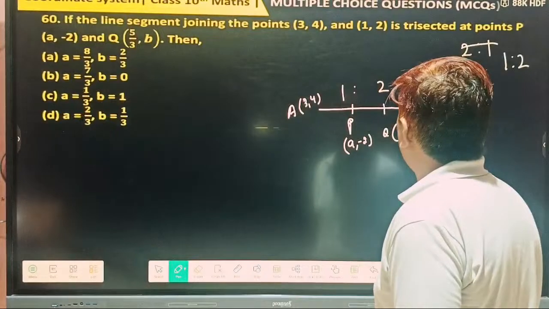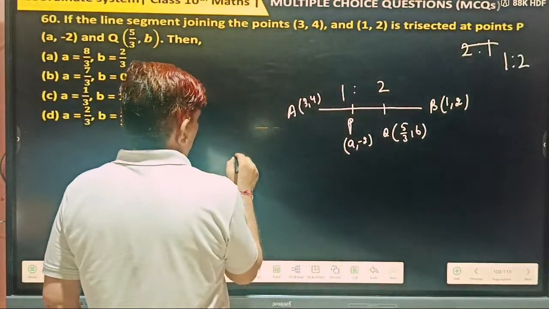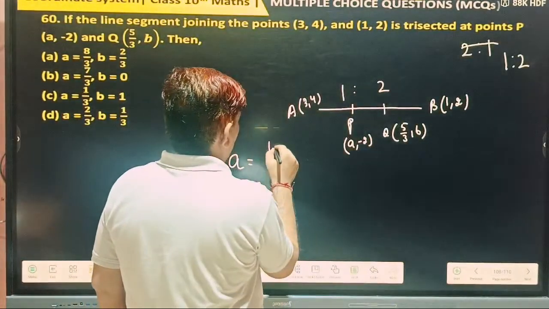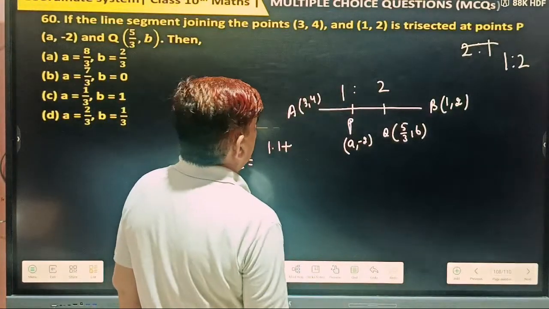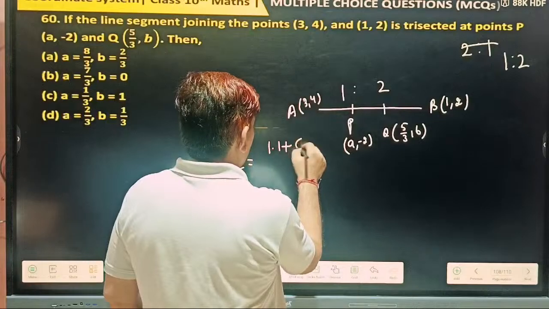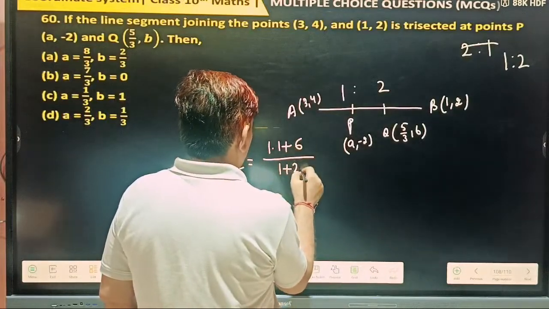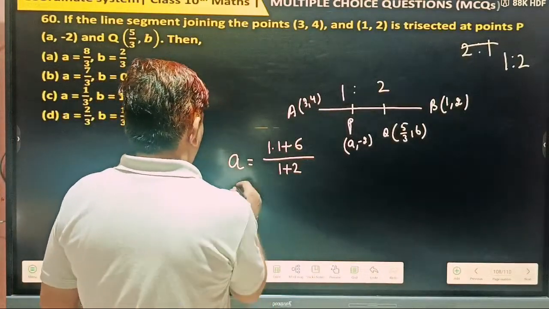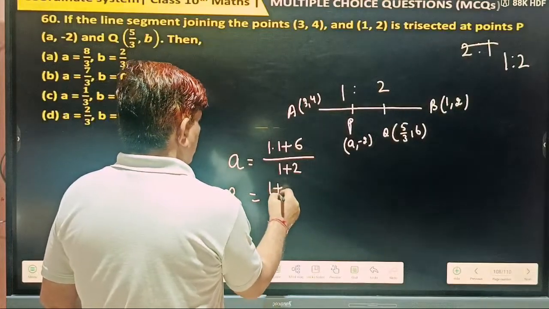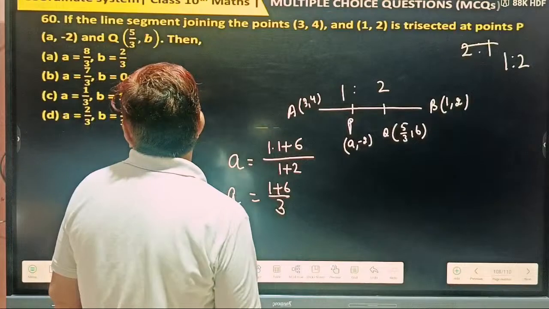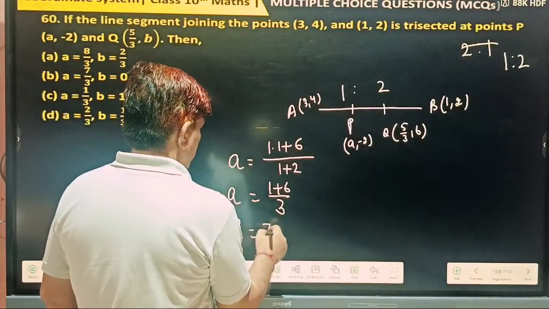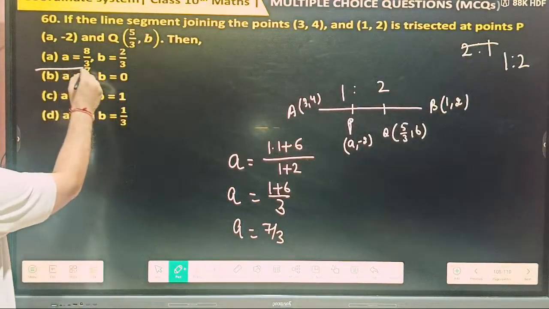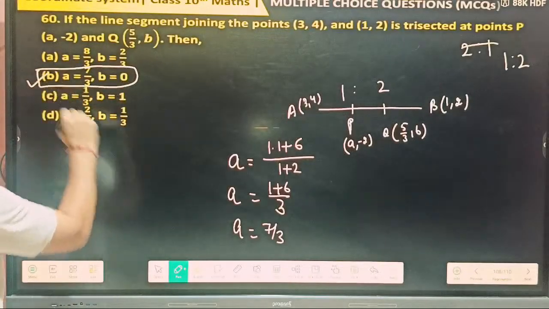So what do we have to find out? The value of a. So a, the x coordinate of P, is equal to (1 into 1 plus 2 into 3) divided by (1 plus 2), which is 3. Understood? So what does it become? a equal to (1 plus 6) by 3. So a equal to 7 by 3. The value of a is 7 by 3, and it is given in one option. So this is our answer.